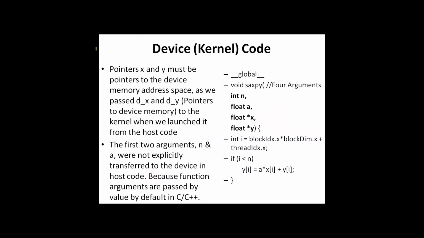Now, the pointers x and y must be pointers to the device memory. The third and fourth arguments are pointers to the device memory address space. As we passed the arguments d_x and d_y, that is d for the device, these are pointers to the device memory which we created in the host code. We have passed these arguments to the kernel when we launched it from the host code.